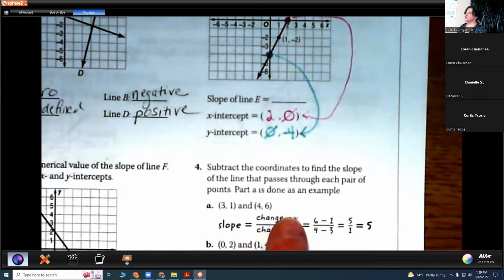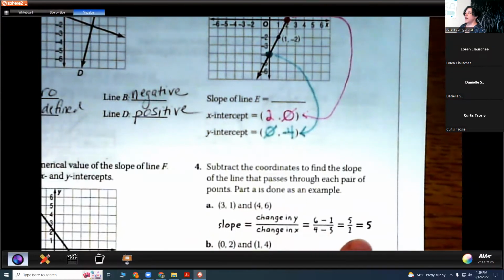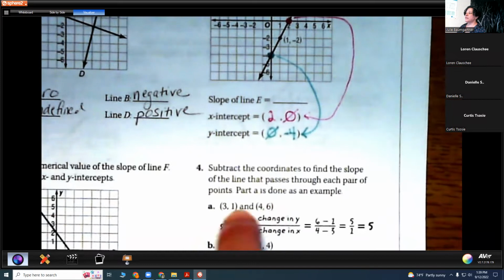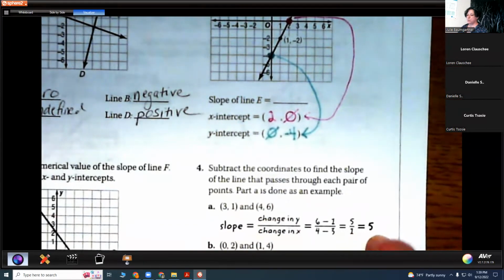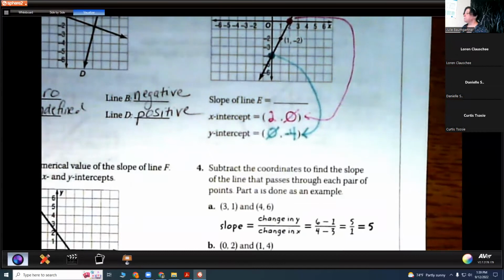Then you calculate the change by subtracting your 2 y values from each other. And then on the bottom, you're subtracting your x values. Once you've done your subtracting, 6 minus 1 is 5, 4 minus 3 is 1, 5 divided by 1 is 5. So we know that if the line crosses these 2 points, its slope is +5.